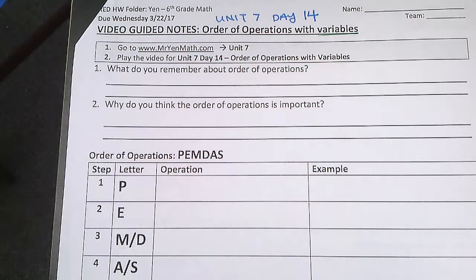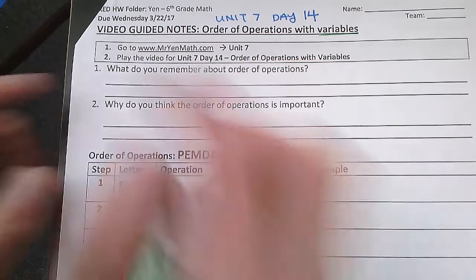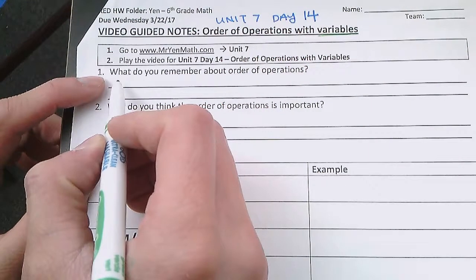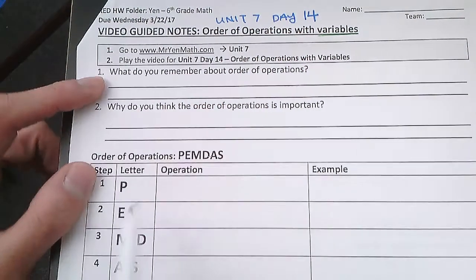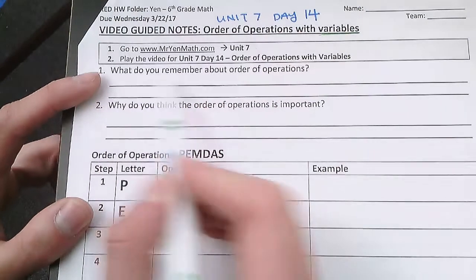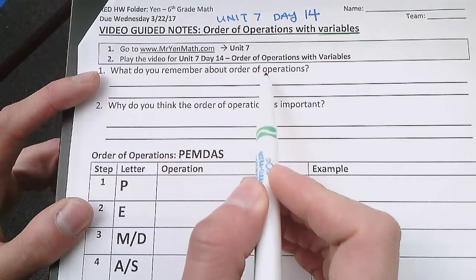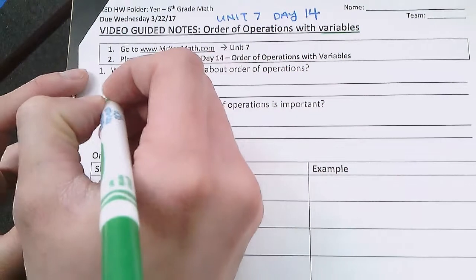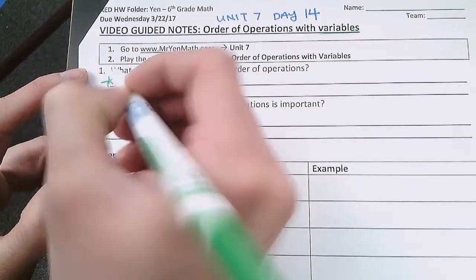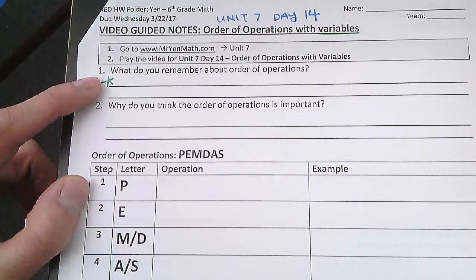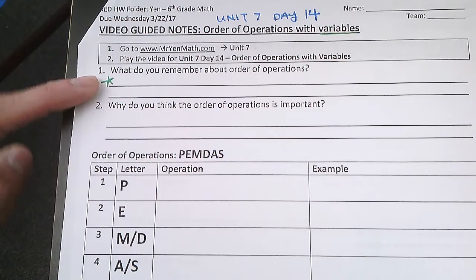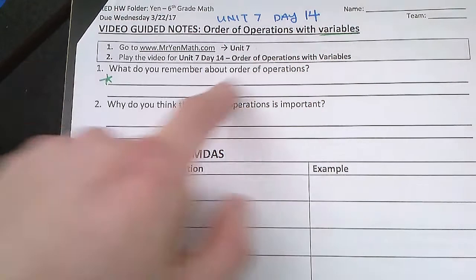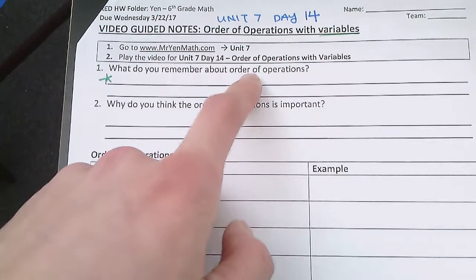So before we start our new lesson, which is going to be the last new lesson of Unit 7 before our test, I first want you to answer on your own, in your own words, there's no right or wrong answer, what do you remember about order of operations from what we did yesterday? Okay? So go ahead and take about 30 seconds to write your answer for this problem right here. What do you remember about order of operations?